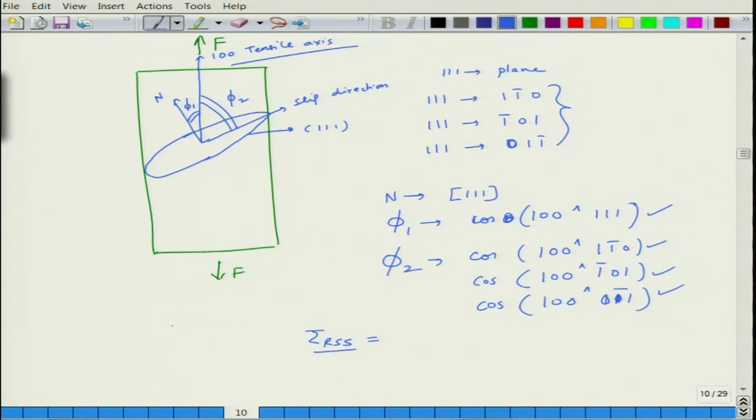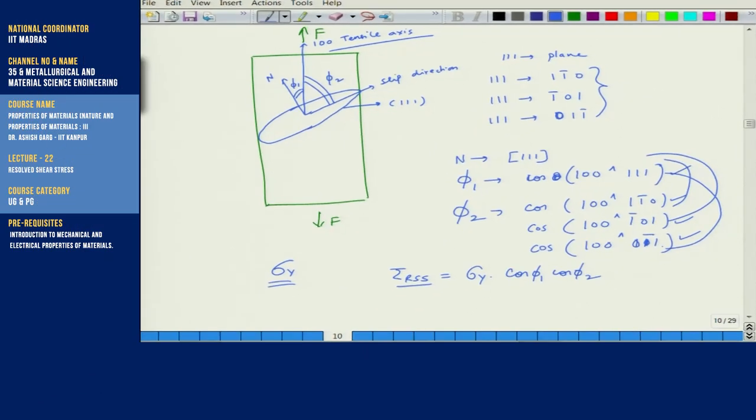So, let us say there is some sigma y for a given material or for a given orientation, then tau RSS is sigma y into cos phi 1 into cos phi 2. So, I can see one combination is this, second combination is this, and the third combination is that. And out of these three values, I will make a comparison of which one will start deforming first. So, we will do one calculation of this in the next lecture.